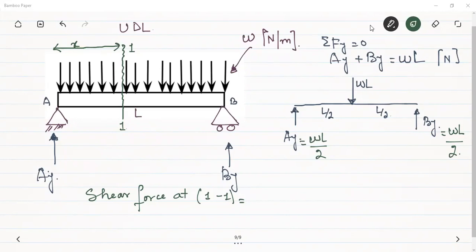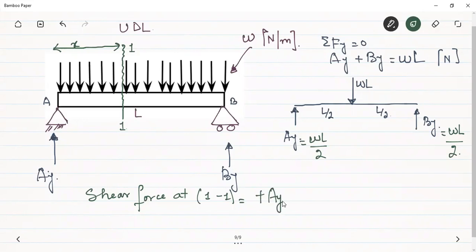How much UDL is acting towards the left hand side of the section? What's the magnitude of that load? Omega into x, after x. I'm talking after x, therefore it will be omega into x. So the shear force at section 1-1 will be equal to AY. Is it upwards? So it should be positive or negative? It will be positive. Plus AY. What about the UDL?